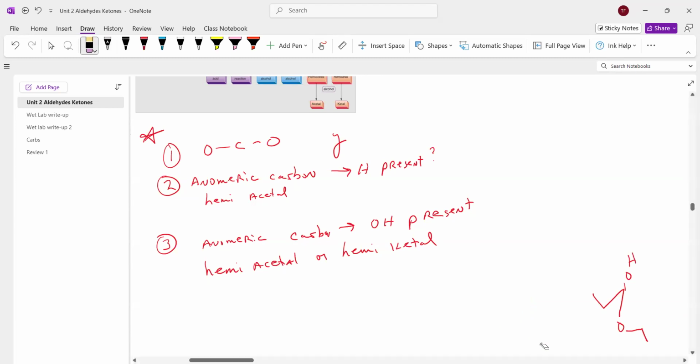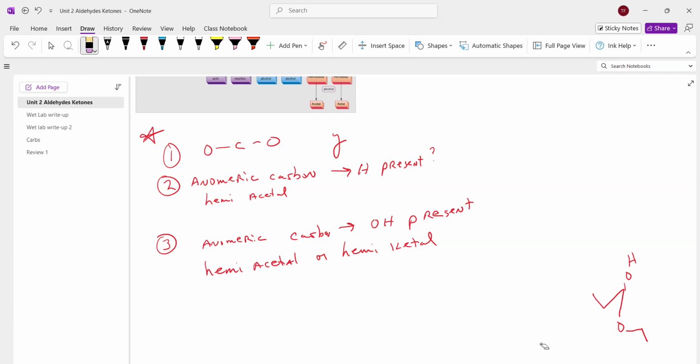Okay, we got this thing here. Identify it. By the way, we're not going to be naming acetals and ketals and hemiacetals and hemiketals, except in the case of carbs, which will be identified with a common sugar.